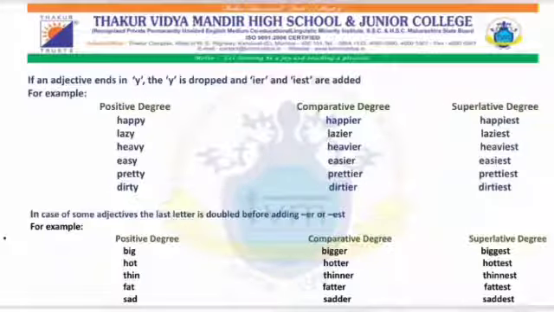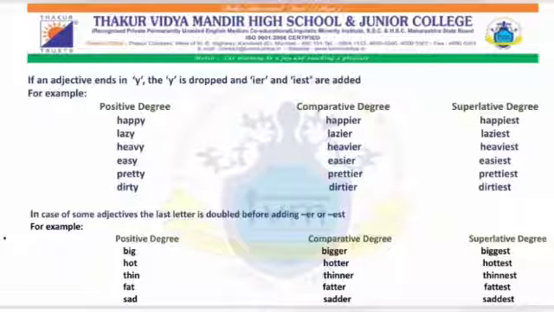If an adjective ends in Y, the letter Y is dropped and IER and IEST are added. Here in the word happy, in place of Y, we write I and add ER in the comparative degree. So we get the word happier. In superlative degree again, in place of the letter Y, we write I and add EST, as we normally do while changing the word to its superlative form. So we get the word happiest.